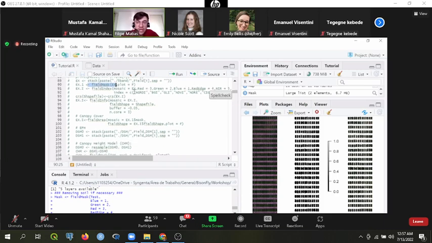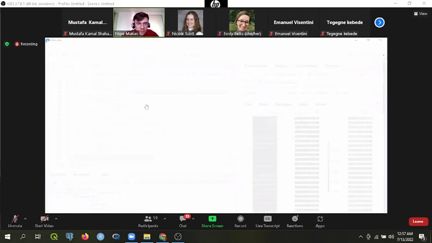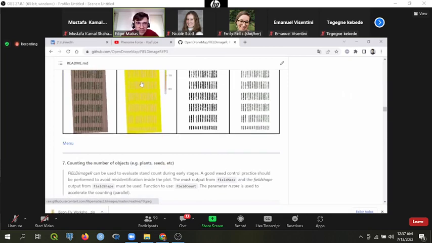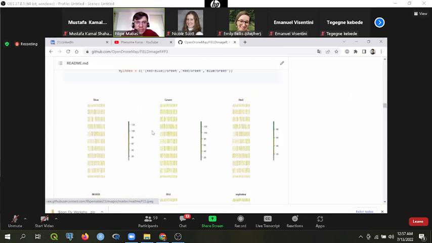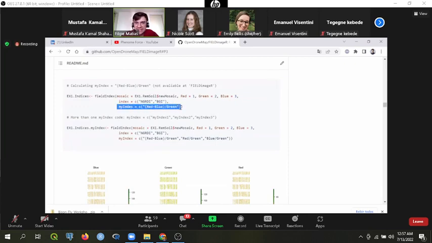Which indices are we calculating here? We are calculating all those indices that are already developed internally in the software. If you want any other index that is not in this table here, you can use a parameter called my index. In this parameter, you can include any equation or layer combinations to calculate your new index.